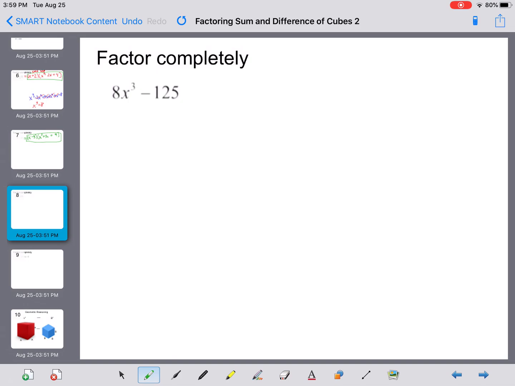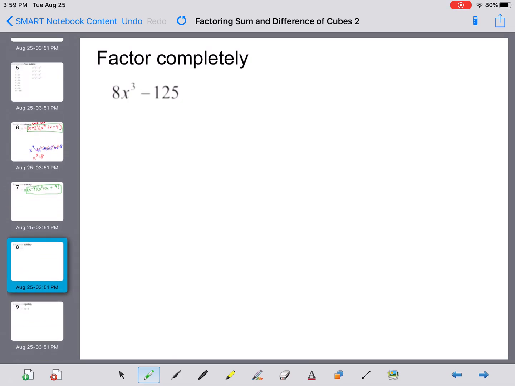Making them a little bit more difficult, we're going to have 8x cubed minus 125. So 8x cubed is a perfect cube, it just includes a coefficient, and 125 is a perfect cube. We don't have any GCFs between the two, and so we're going to go ahead and start factoring. So the cube root of 8x to the third is going to be 2x, and the cube root of 125 is 5.